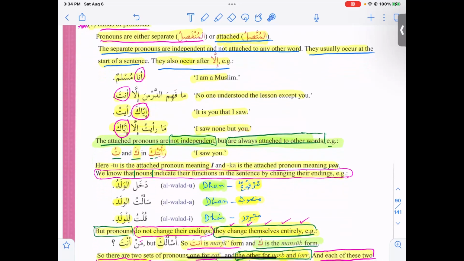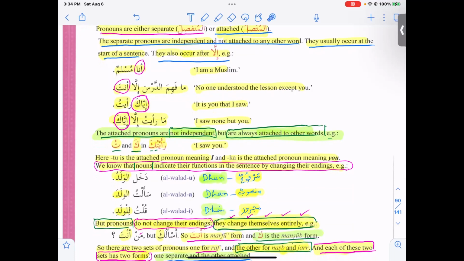Alhamdulillah. The attached pronouns are not independent, but are always attached to other words. Damirun muttasilun is always attached to something else. Here, raituka. Tu and ka, both are pronouns which are attached. One is marfu, comes as a fa'il, and this is maful bihi. Tu is an attached pronoun meaning I, and ka is an attached pronoun meaning you.